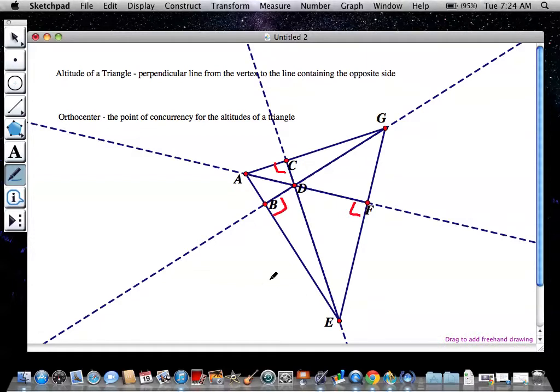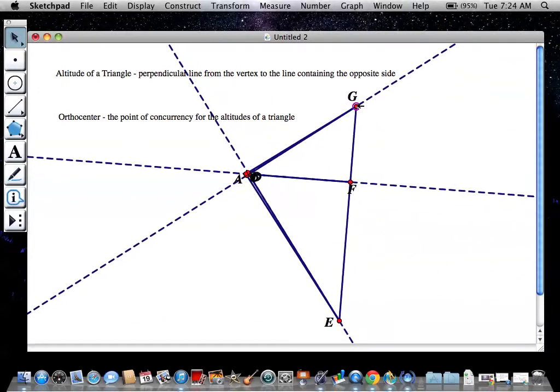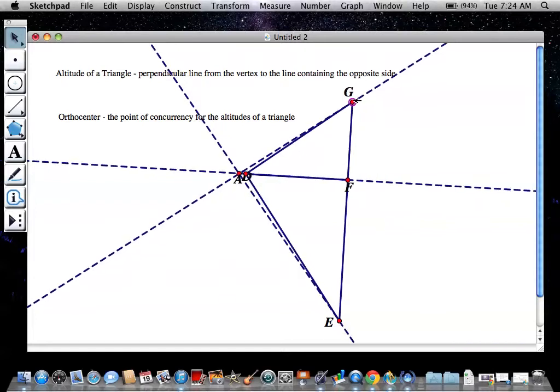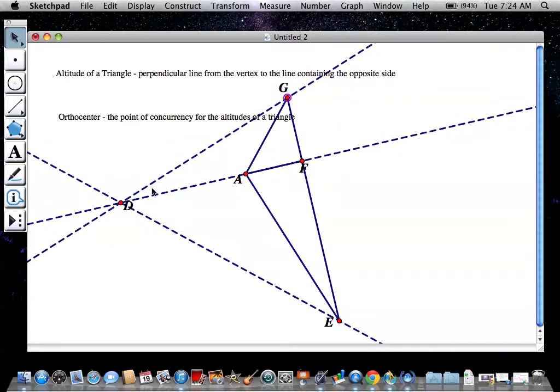Now, notice they all meet at the same point. All the altitudes meet at one point, right? And the point of concurrency for the altitudes of a triangle is called the orthocenter. Now, this one is like our circumcenter. It can be inside the triangle. It can also be on the triangle for a right. So that's a right angle. And then for an obtuse, it can be outside.